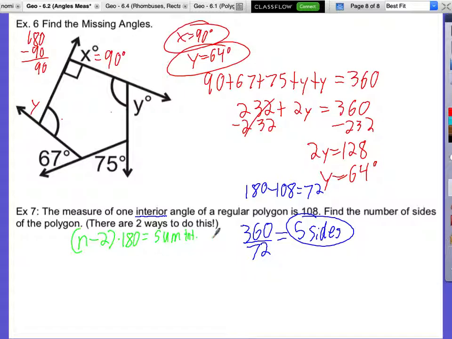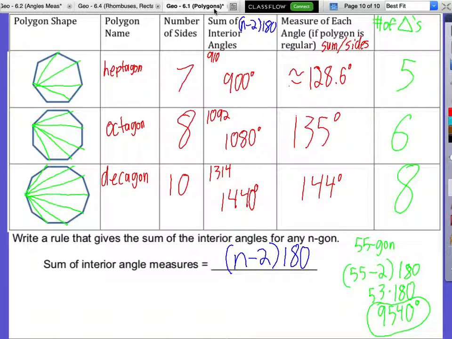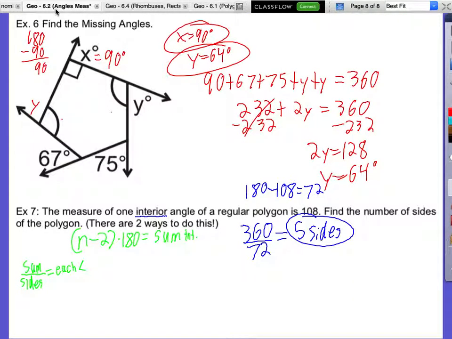Now, we knew that we could take the sum of the interior angles divided by the number of sides or angles, and we got each angle. We did that last time up here in 6.1. If we take the sum of the interior angles divided by the sides, we got each angle. So we can do that again here: the sum divided by sides is each interior angle.